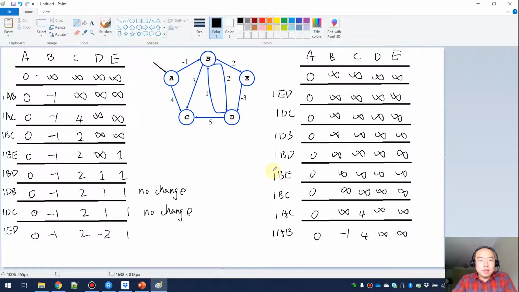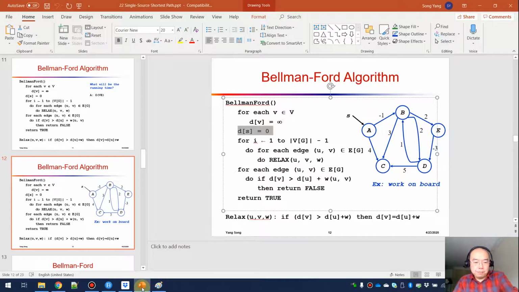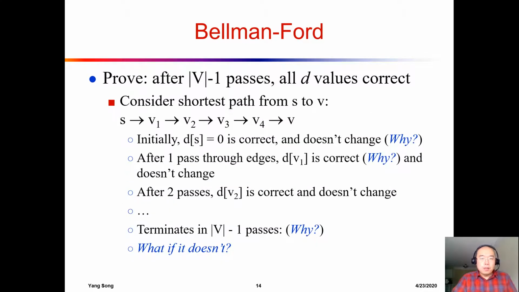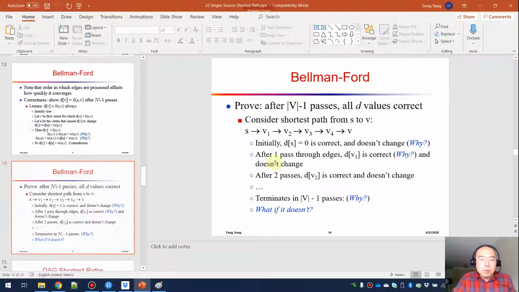Okay, so the observation is, let me come back. So the observation is, depending on the sequence of the edges we are visiting, the convergence may happen very soon, or it may happen very late. However, as long as we do a total of v minus 1 passes, it's guaranteed that we are going to find the solution. So why? Let me go back to this example again.